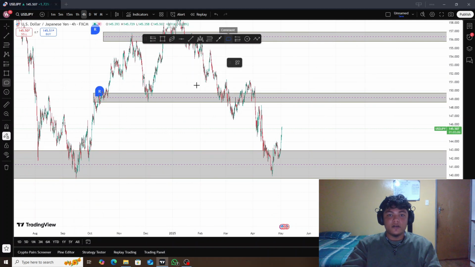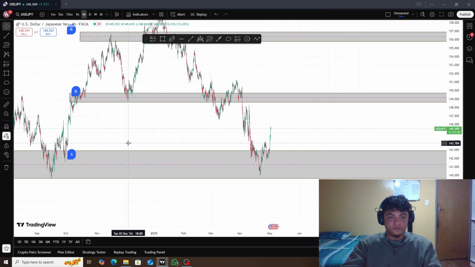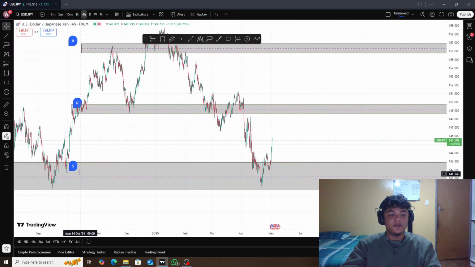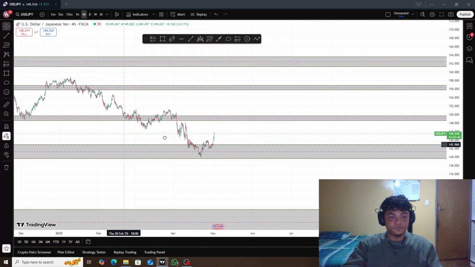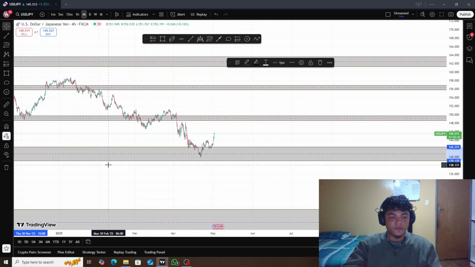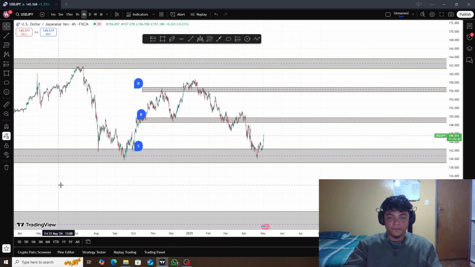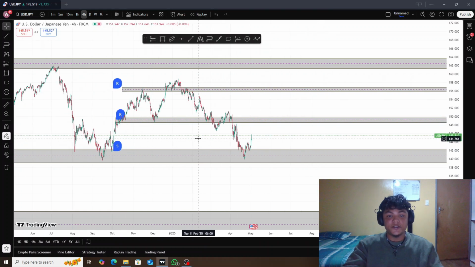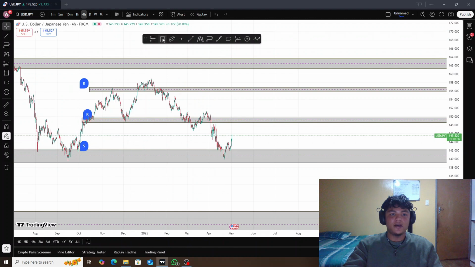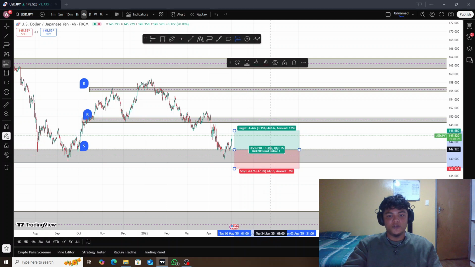And now we are on the major support, because on the daily time frame this is a support, so this is a major support, and this is your minor resistance. This is also a minor resistance, and this one here would be your major resistance. Because on the daily, on the majors, we are in an uptrend, of course we are only looking for buys. You buy right there.